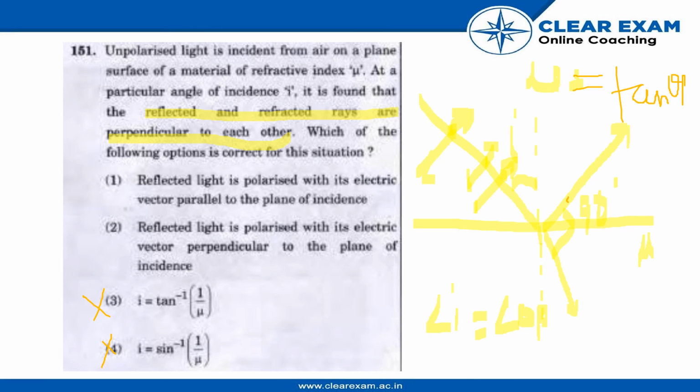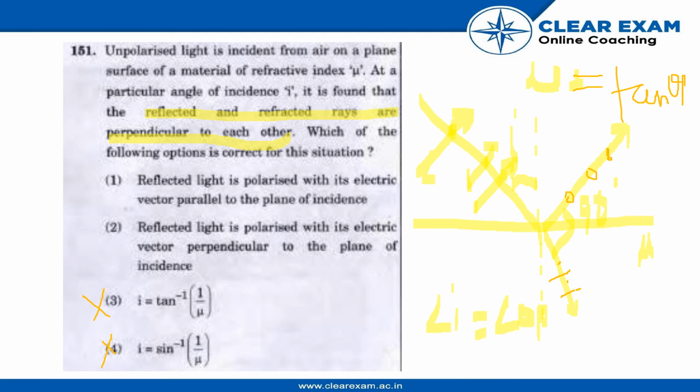So what we are going to do is put the dots on this, and on this we can put the dot vector. With this we can say that the reflected light comprises only the component of the light wave which is oscillating in a direction perpendicular to the vibration of the electric vectors. So the correct option will be when its electric vector is perpendicular to the plane of incidence.